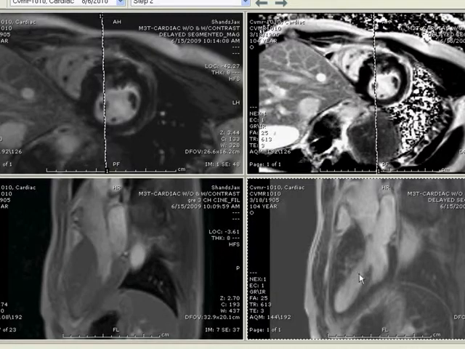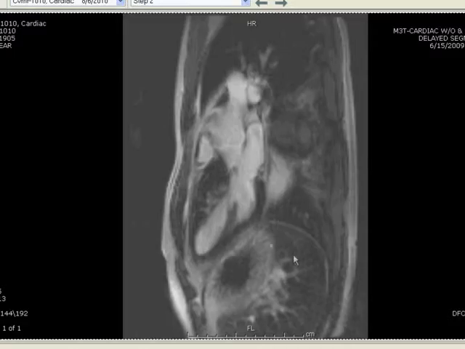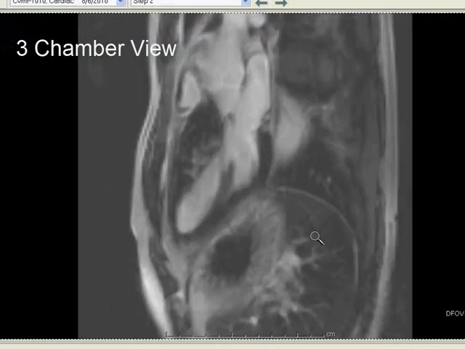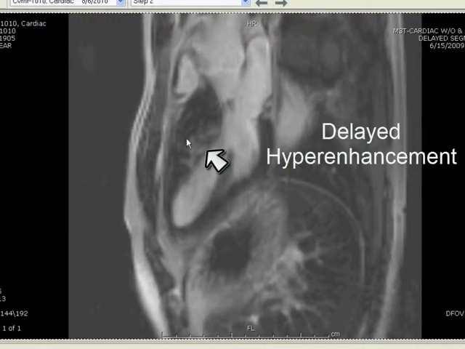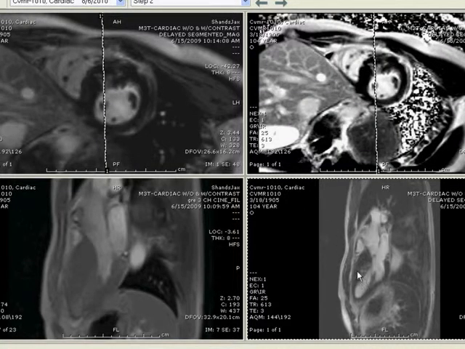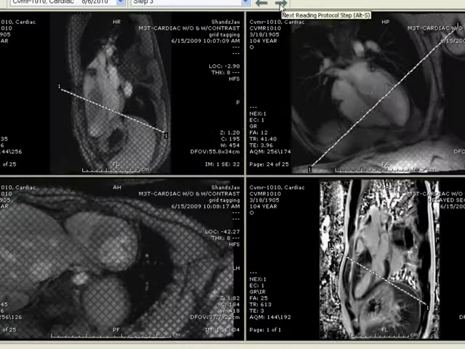and collagen deposition. And this is the three-chamber view where we can appreciate those areas of patchy delayed hyperenhancement. Patients will have a worse prognosis with the extent of degree of delayed hyperenhancement.